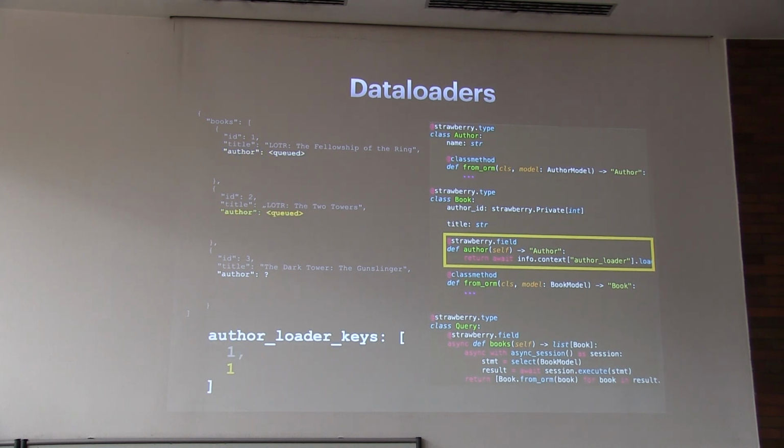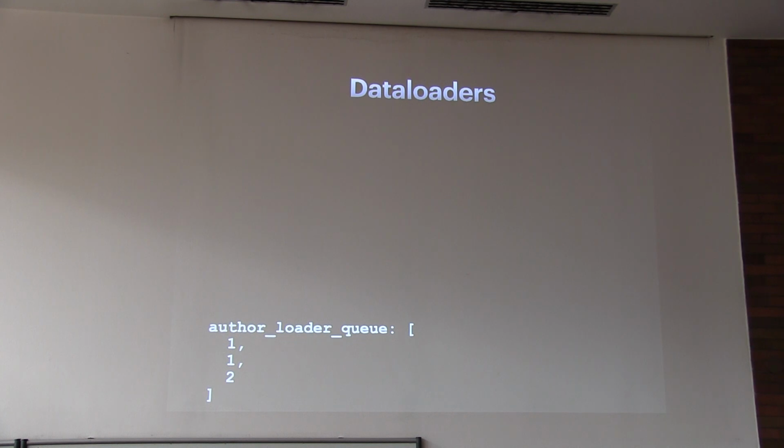The same is going to happen for the second author. It's going to add to the author loader's keys array. And for the last one, it's also going to be added here. So now we've got this keys array, the one that is supposed to be given to the data loader function, and it contains 1, 1, 2. So we know that we have to somehow fetch those values, but they are not fetched immediately.